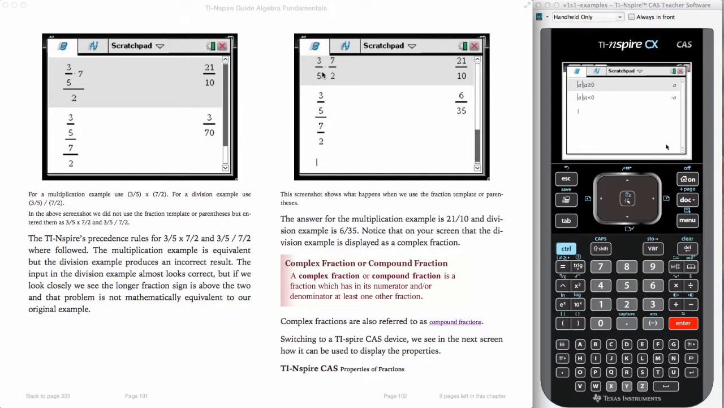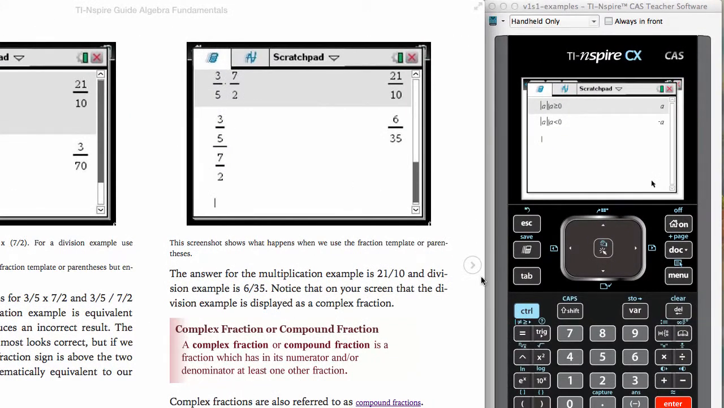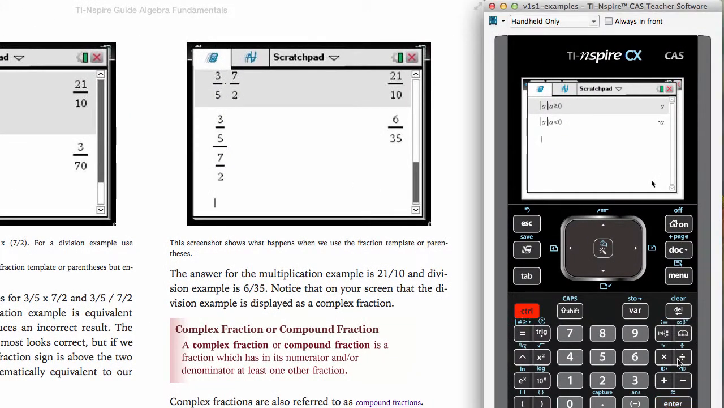So if we want to take 3/5 times 7/2, for example, we can go Control and bring up our fraction template, put in 3, go down, put in 5, move over, tell it times, call up our fraction template again, put in 7, go down, put in 2, press enter, and see that the answer is 21/10.